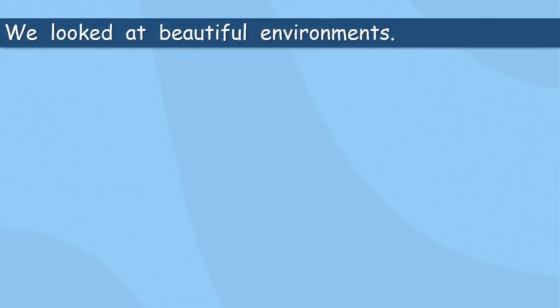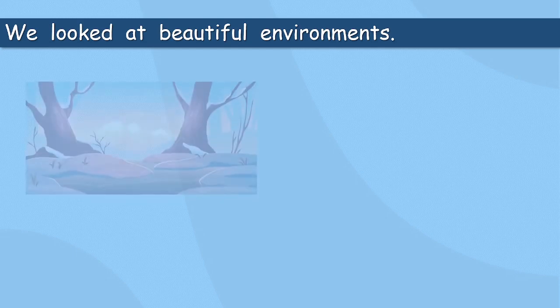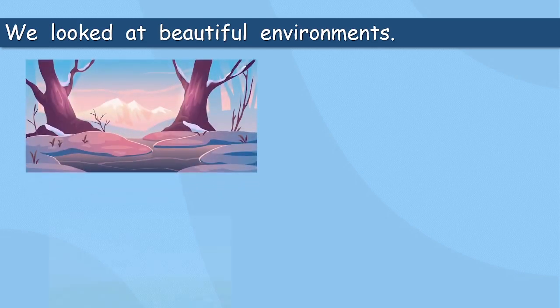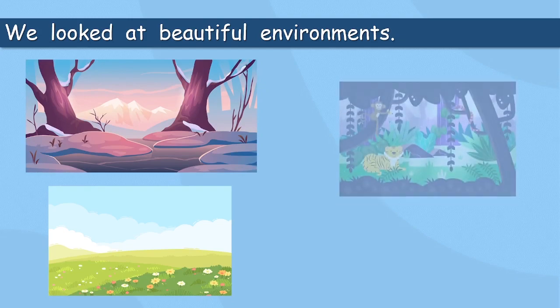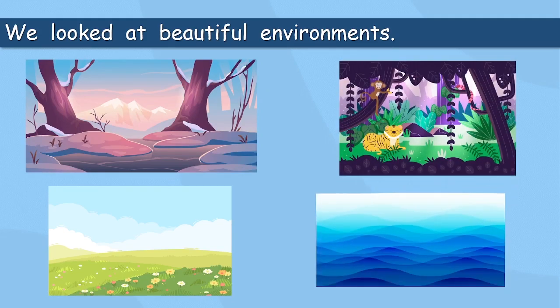Oh, we looked at beautiful environments. I really like environments. What's that one? Okay. The cold one was tundra. The grassy one was grassland. The one with the tiger and the monkey is the rainforest. And the last one's very easy. That's the ocean.